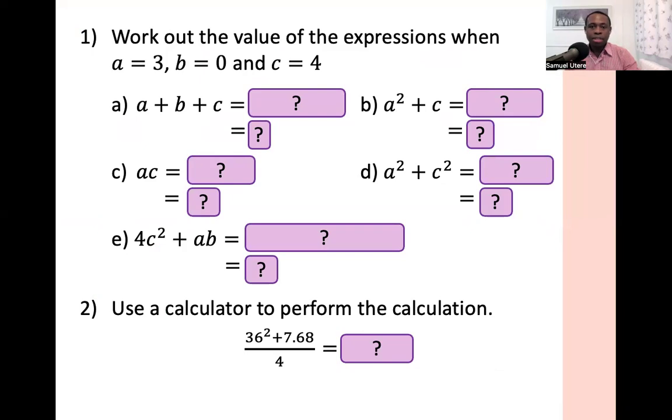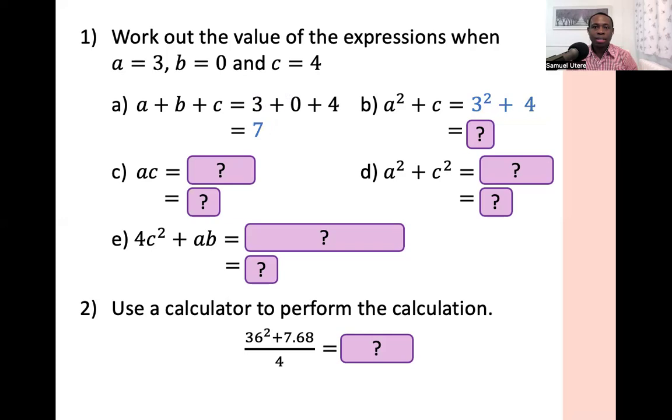Here, we're simply practicing how to do substitution. So remember, with substitution, you simply replace the letters with the numbers that you've been told the letters represent. So here we've been told A represents 3, B represents 0, and C represents 4. So wherever we find these letters, we'll replace them with those numbers. For the first one, we'll have 3 add 0 add 4, which is 7. The next one, we're going to have A squared add C. A is 3, so we're going to square 3 and then add 4. The answer should be 13.